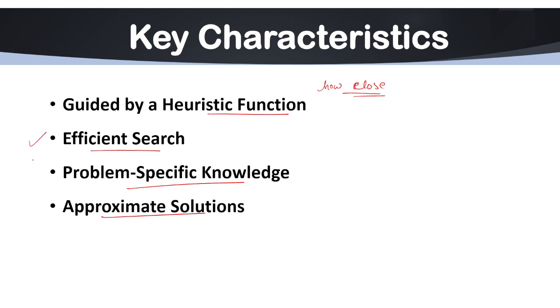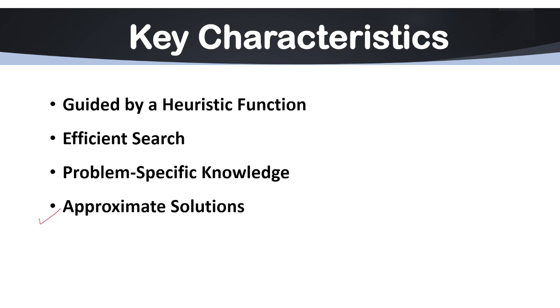Another is efficient search. Basically, this characteristic focuses on promising areas of the search space. It reduces the time and effort needed compared to exhaustive searches. Another key characteristic is problem specific knowledge. This particular characteristic relies on domain specific rules or estimates, which can vary depending on the nature of the problem.